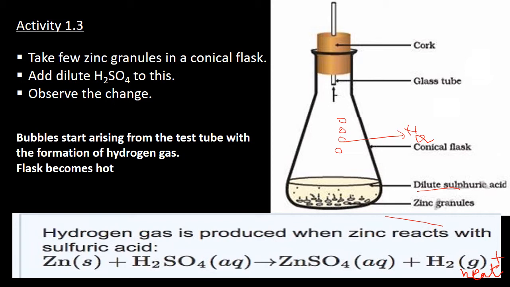Let us formulate: Zn plus H2SO4 gives ZnSO4 plus H2 gas. Along with that, you can observe that the conical flask has become very hot. What do you mean by that? The meaning is that the reaction has released a huge amount of heat. So it is again an exothermic reaction, with release of heat and evolution of gas observed in this reaction.